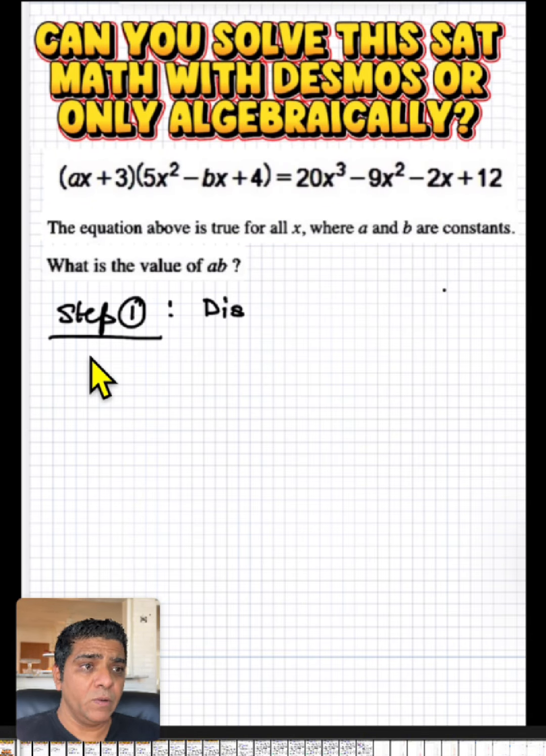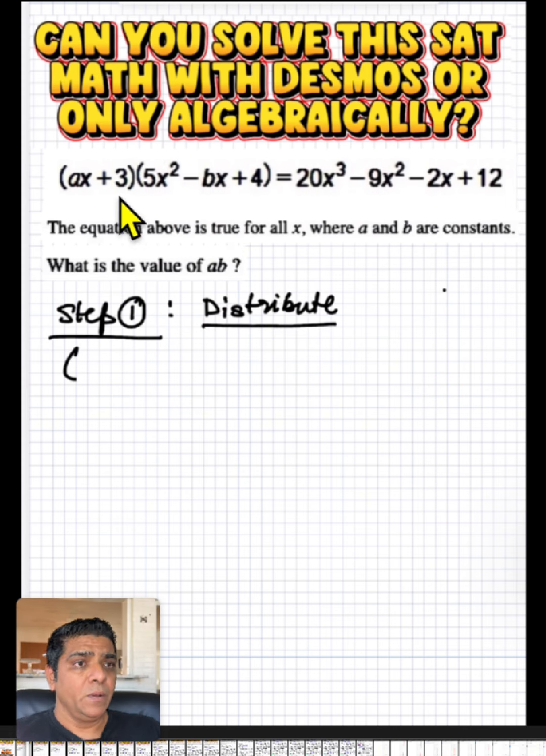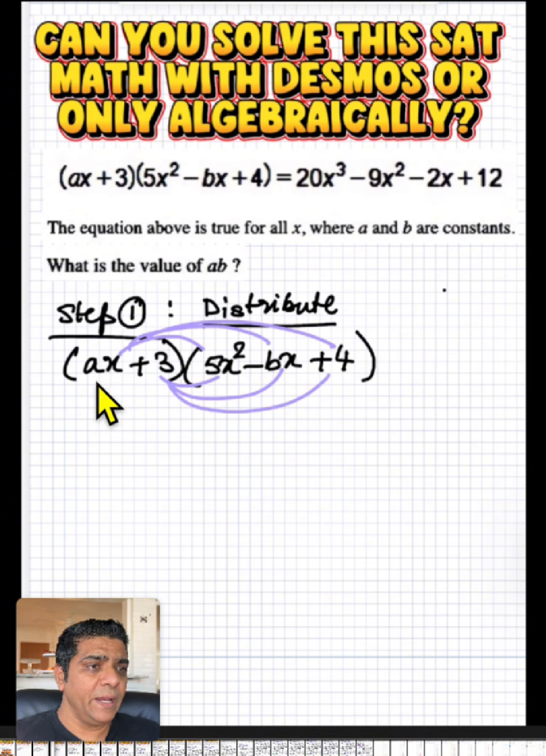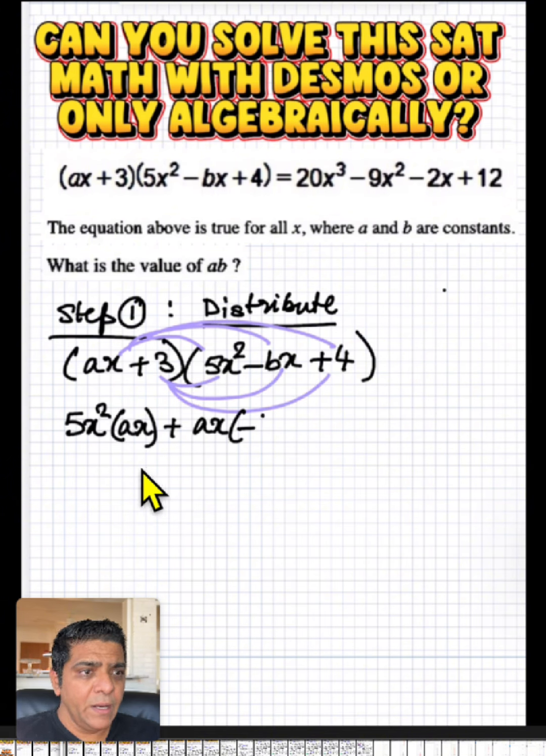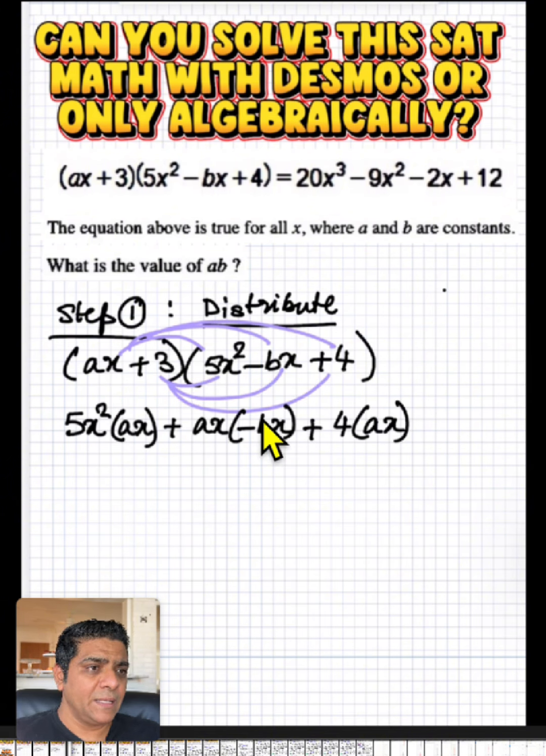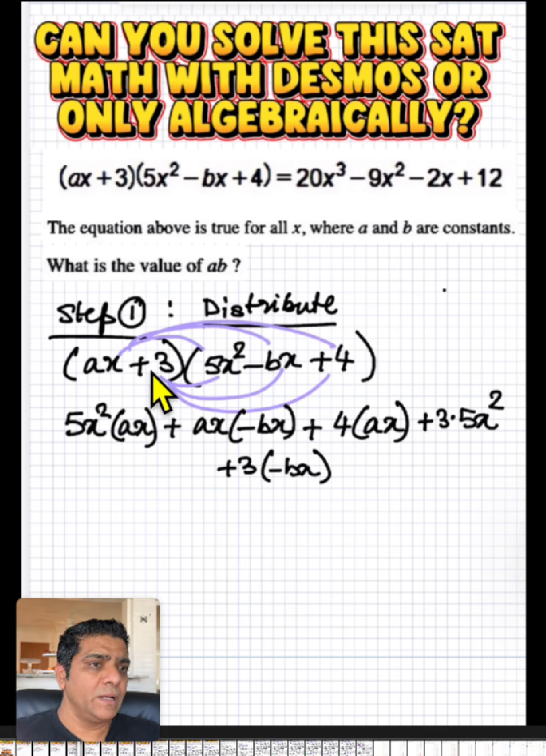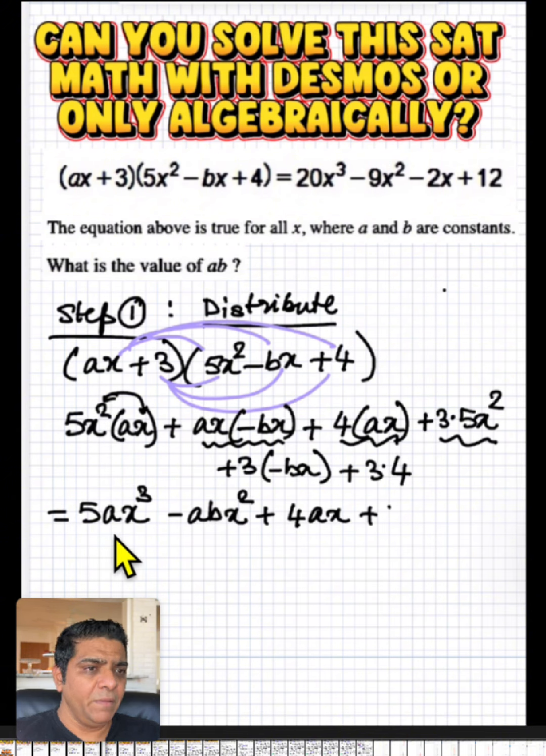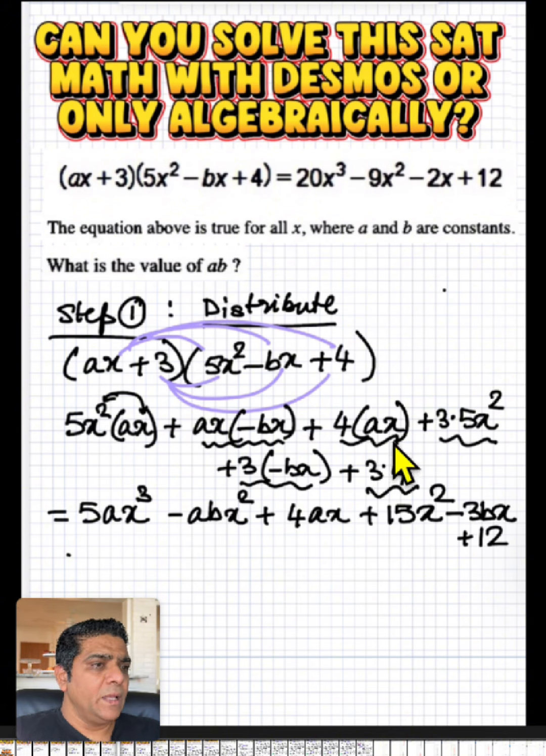The first thing we are going to do is distribute the left-hand side. So we distribute all of this: ax times 5x squared, ax times negative bx, ax times 4, and 3 times 5x squared, 3 times negative bx, and 3 times 4. Let's simplify that a little bit. This is going to be 5ax cubed, minus abx squared, plus 4ax, and then 15x squared minus 3bx plus 12.